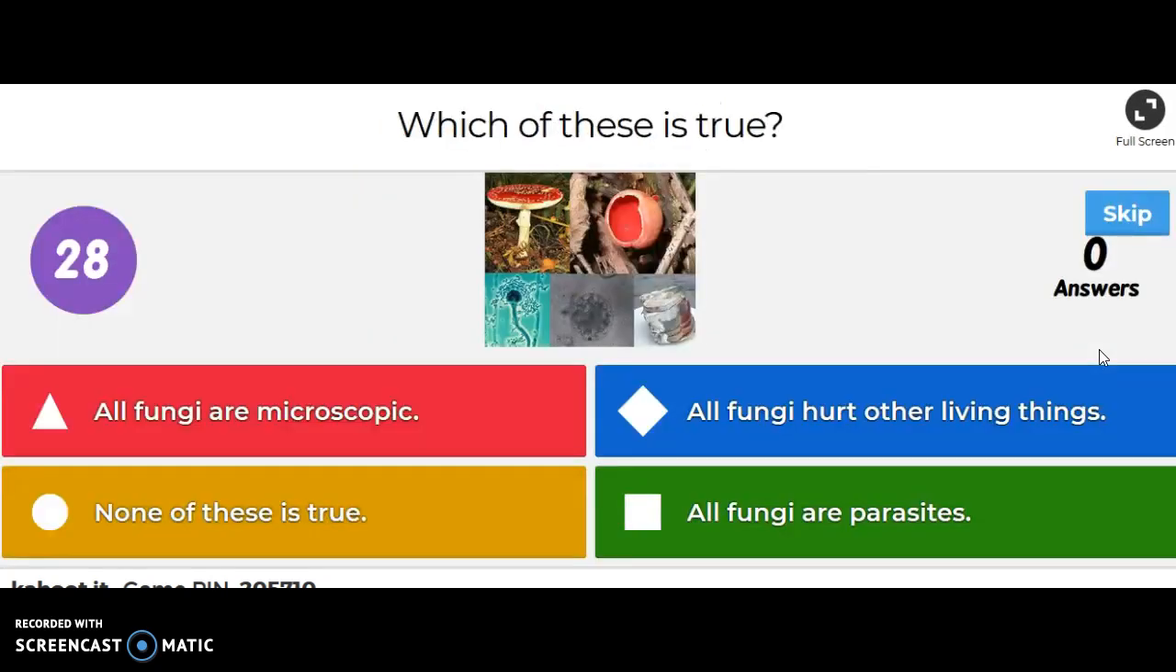Which of these is true? All fungi are microscopic, all fungi hurt other living things, none is true, or all fungi are parasites. And there's a picture of some fungi right there.